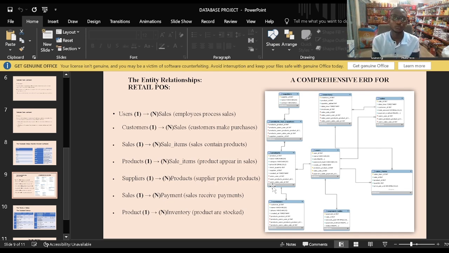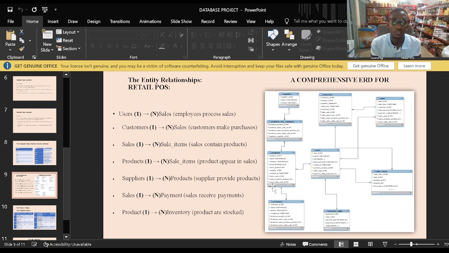So when we go to the next part, the entity relationships of the retail point of sale, users, obviously employees access sales, and employees fall under users. So this is a one-to-many relationship. When you go to customers, it is also a one-to-many.